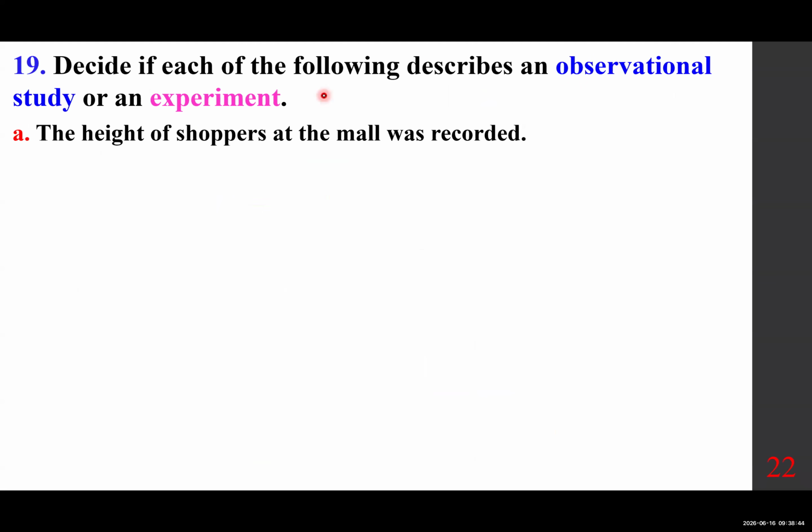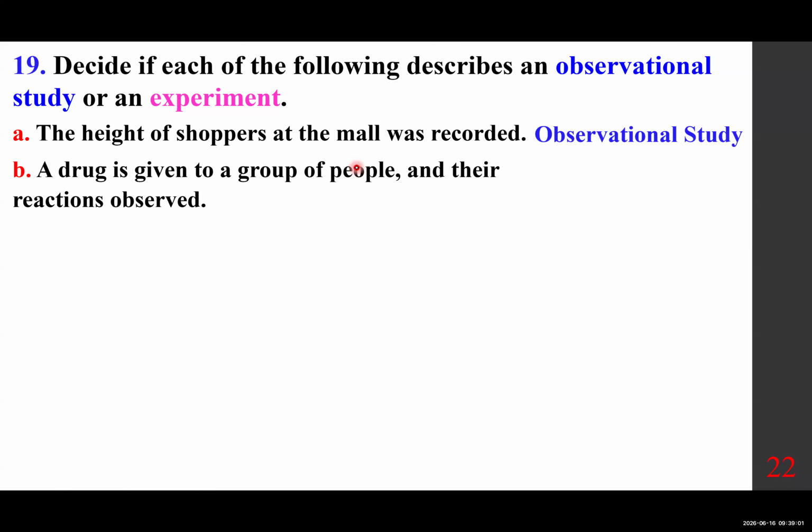Decide if each of the following describes an observational study or an experiment. The height of shoppers at the mall was recorded. We're just observing, observational study. A drug is given to a group of people and the reaction observed. So definitely it's an experiment. Okay.